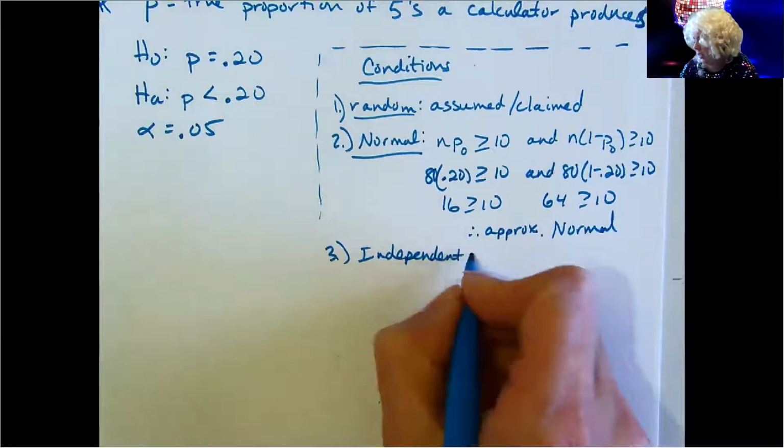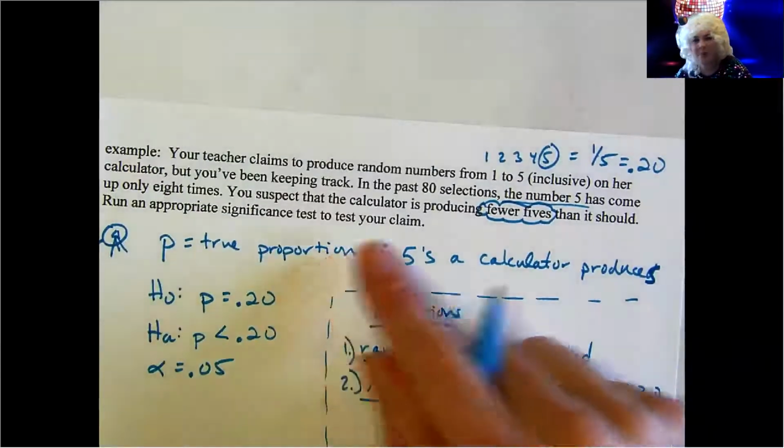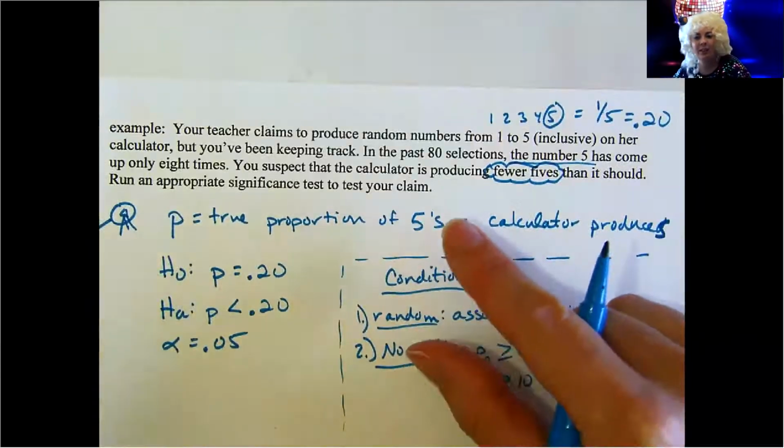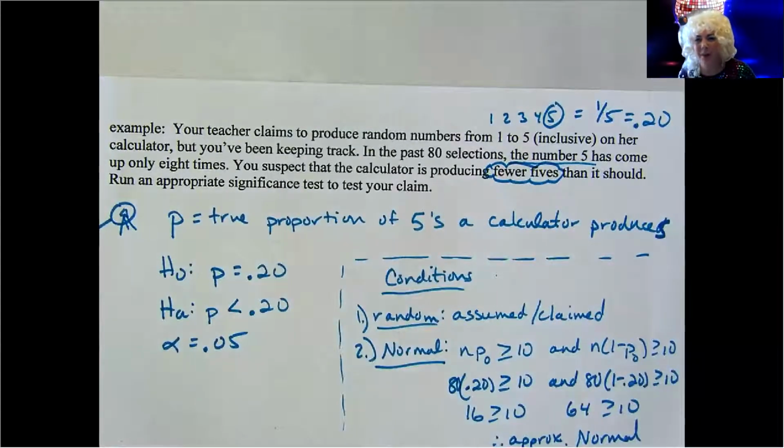This one's a little bit unique. I'm not going to have to do the 10n less than or equal to capital N check here, because I'm using a digital, independent calculator. Every time I push the button to select a random digit, it doesn't matter what happened in the past. There's no way to double dip on that.